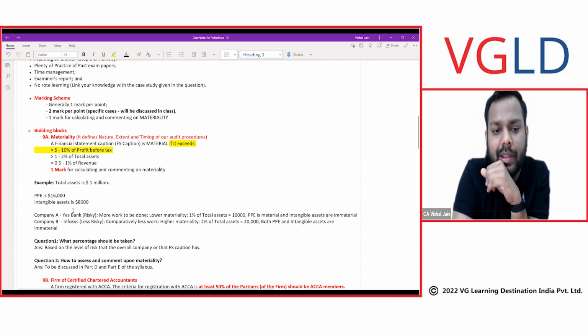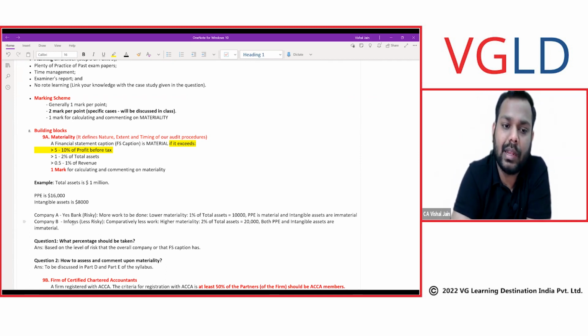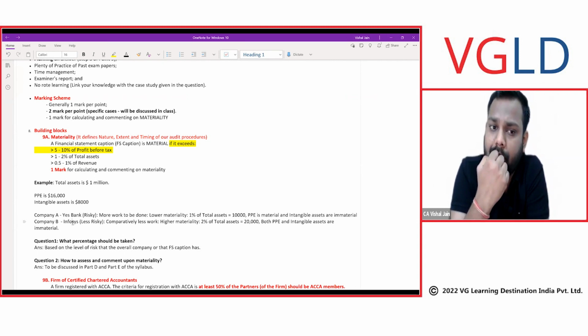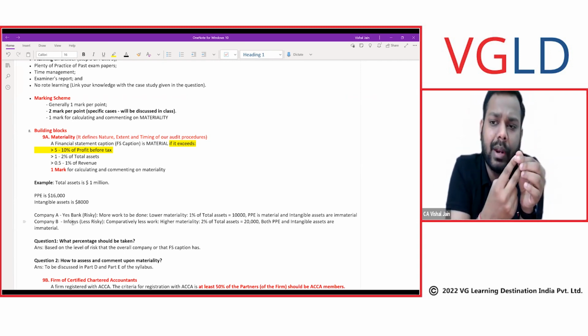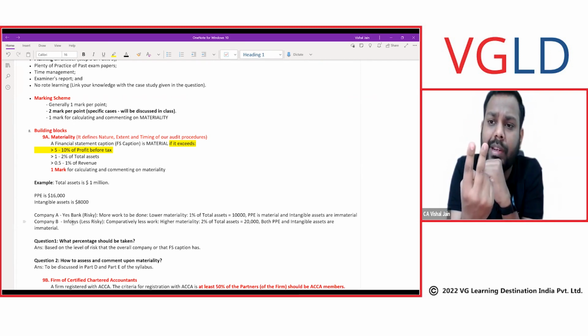How did we analyze that Yes Bank is a risky company and Infosys is a less risky company? Tell me, Mr. Samson. How did we analyze that Infosys is less risky? Because of recent news. Exactly. That's what will be given in the question as well. The news, the recent happenings of the company, will be given, which will help you analyze whether the company is risky or not. Now, let's suppose there are two companies. One company is listed and another company is not listed. Tell me, which one is comparatively risky?